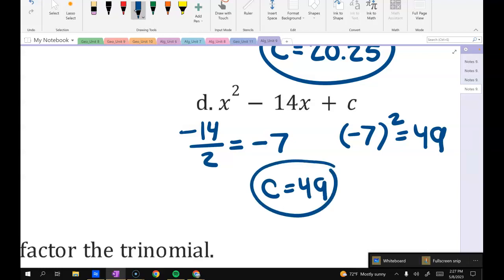So each time we found C, they were perfect squares. And that's going to help us in our next step when we have to end up factoring these, because it's a lot easier to factor a perfect square than anything else.